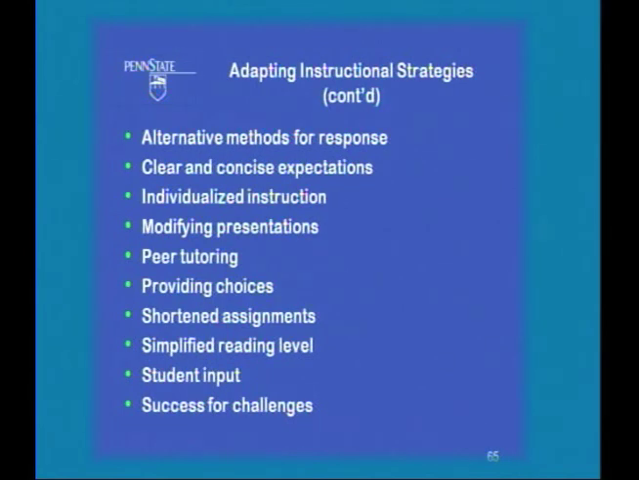Consider using peer tutoring. Provide student choices. It empowers students and improves their motivation. Shorten assignments. I don't mean dummy them down, but shorten the amount of problems to be solved, but use the same amount of content. Simplify the reading level. Be sure to get student input and attain their commitment to learn what is being taught. And be sure to reward students for their successes.